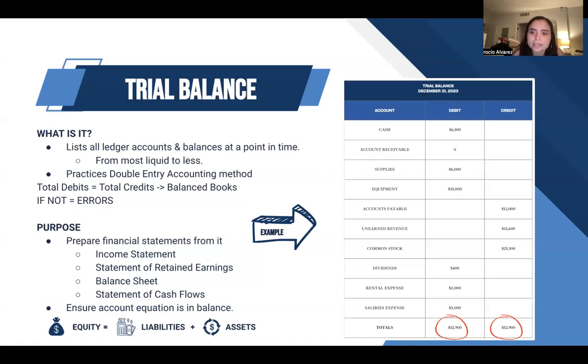So as you can see in the example, at the end of December 2023, the fiscal accounting year, the sum of all debits and credits balances out to be equal. And the list is hopefully from most liquid to less liquid.